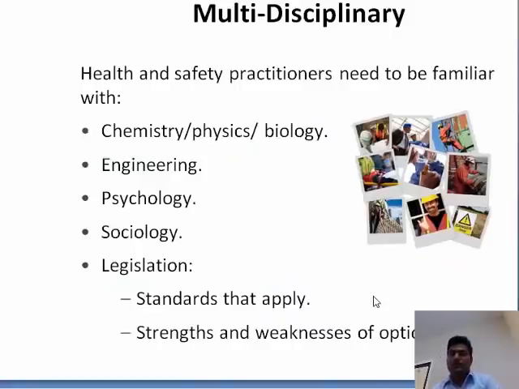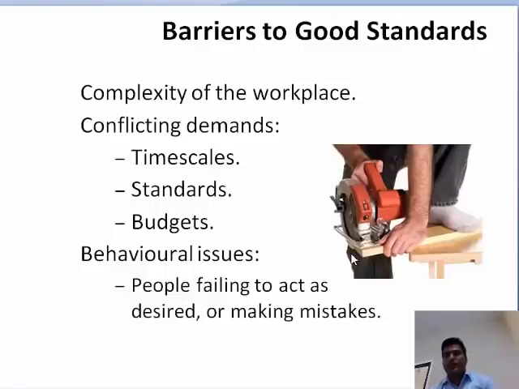Multidisciplinary means the person who wants to study health and safety, that means the NEBOSH International General Certificate, must have multidisciplinary knowledge. That means they should have knowledge of chemistry, physics and biology, engineering, psychology, sociology, legislation, that means the standards that apply and the strengths and weaknesses of options. The person should have thorough knowledge about chemistry and physics, because all these subjects help to understand the health and safety course, and we should have this subject knowledge to study efficiently.